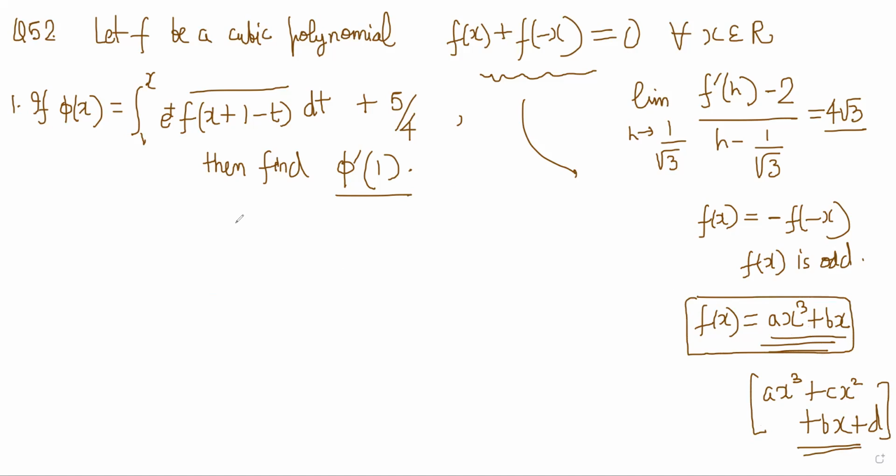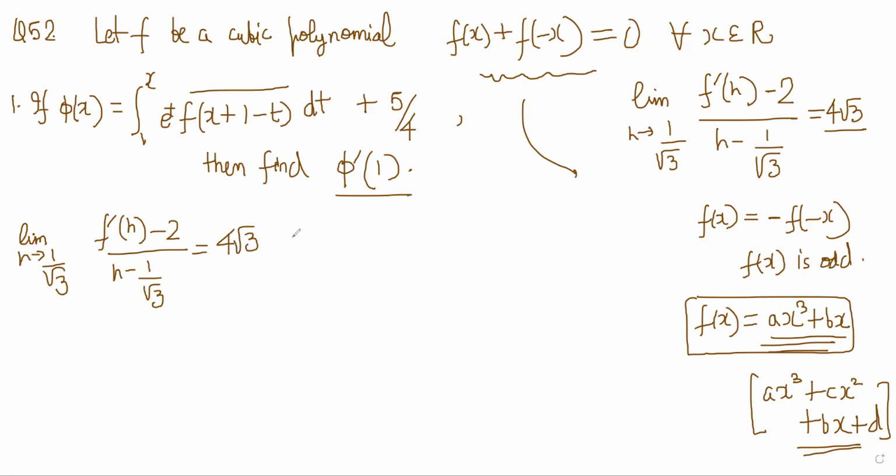Great. So now we know that the limit as h tends to 1 by root 3 of (f dash h minus 2) by (h minus 1 by root 3) is equal to 4 root 3.